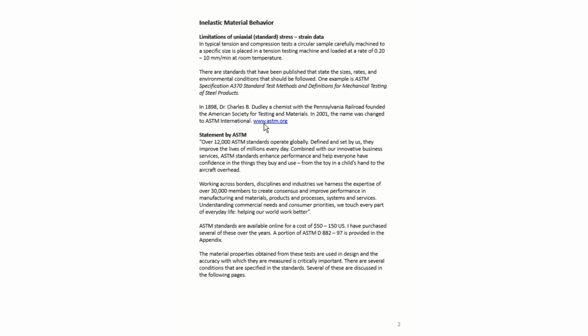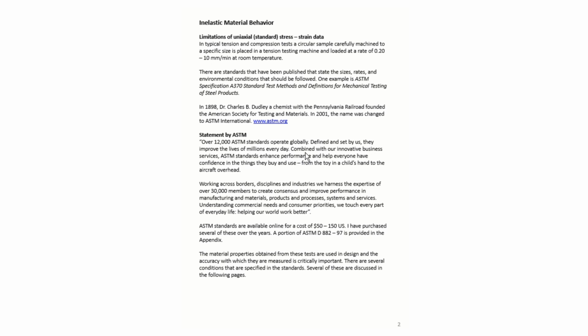all of these standards. So like I said, this is published by ASTM, and they state that over 12,000 ASTM standards operate globally. And these standards are defined and set by them, and they have improved the lives of millions of people every day.